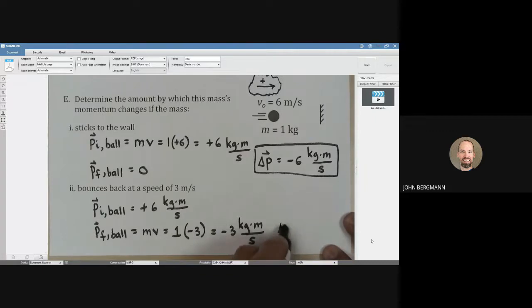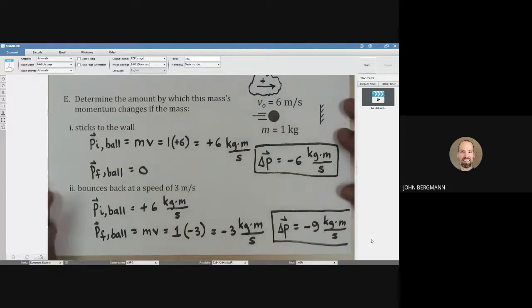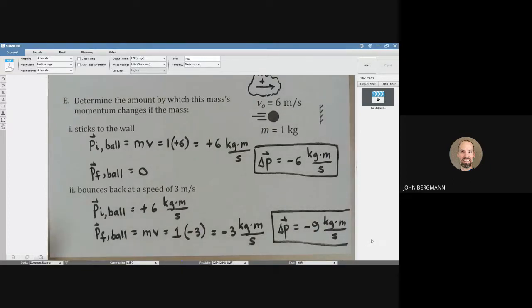so in this case, how much has the momentum changed by? Final minus initial, negative 3 minus 6, negative 9 kilogram meters per second. There's a much greater change in momentum of an object when the object bounces compared to if it sticks to its target.